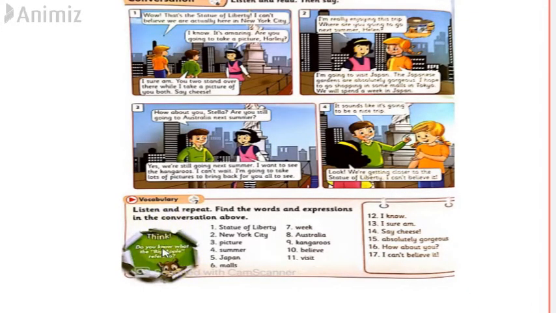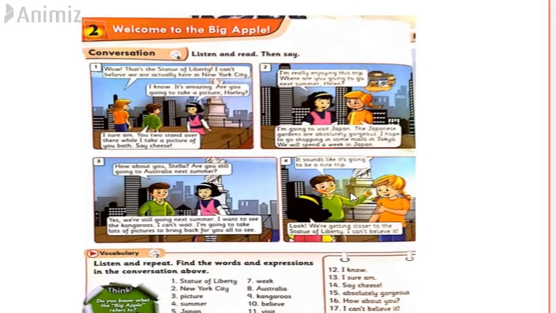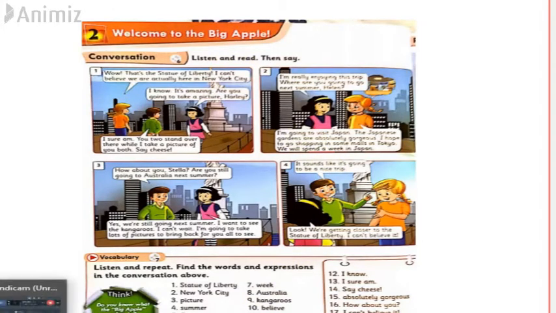Okay, so now there's a question which is written. Do you know what the Big Apple refers to? Because we have read the whole conversation, but there's no discussion about the Big Apple. So what is Big Apple? Big Apple is basically the nickname of New York City, the New York City in which the Statue of Liberty is present. It is also referred to as Big Apple. Its nickname is Big Apple. So basically they are addressing New York. The Big Apple is a nickname for New York City.